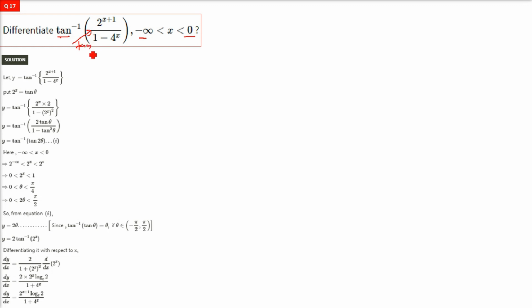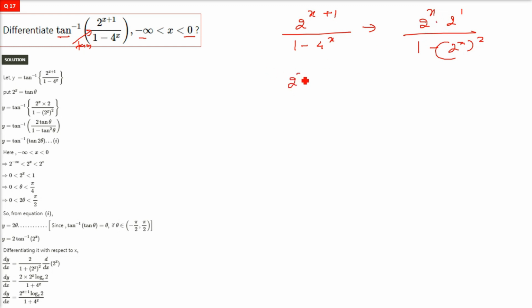So what we have to do, we have to turn this into something tan, so that we can cancel tan inverse and tan. So 2 raise x plus 1 divided by 1 minus 4 to the power x. This 2 raise x plus 1, we can write as 2 raise x into 2 raise 1. And 4 raise x, you can write always as 2 to the power x whole square. Now let us take 2 to the power x as tan theta. When you take 2 to the power x as tan theta, what do you get? You get tan theta, and you have 2 also.